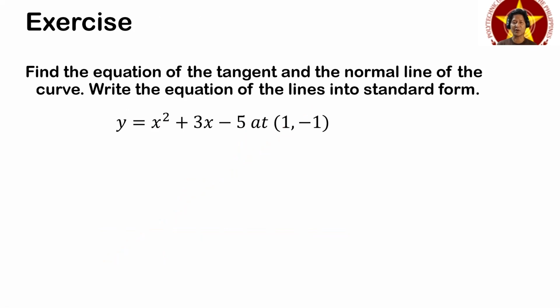Okay, so notice this point (1, -1) is on the function or on the curve y equals x squared plus 3x minus 5. Let's check. So when x is 1, notice, 1 squared plus 3 times 1 minus 5. Well, what would be the result? So 1 plus 3, that would be 4, minus 5, that would be -1. So we have -1. So definitely this point is on this curve, specifically we call this a parabola. Right? So this point is on this parabola.